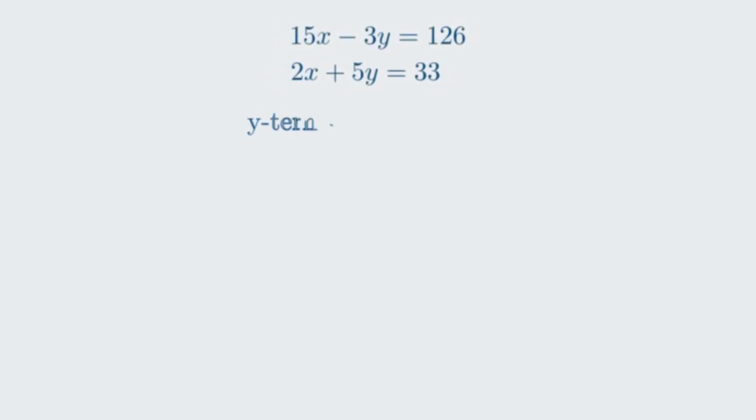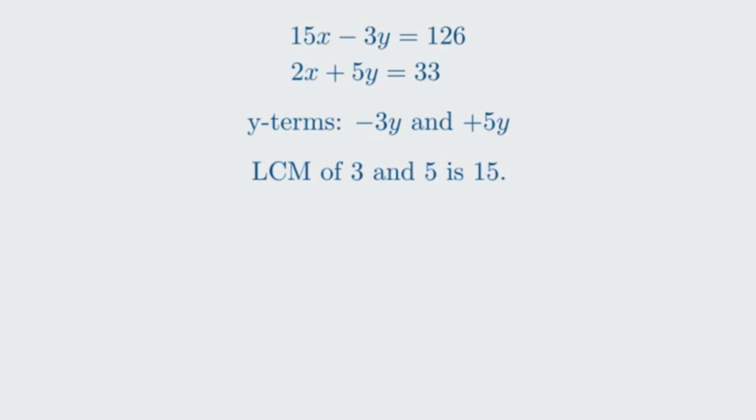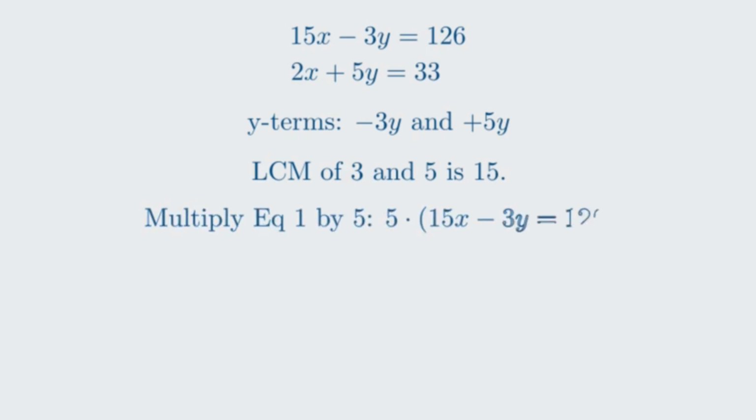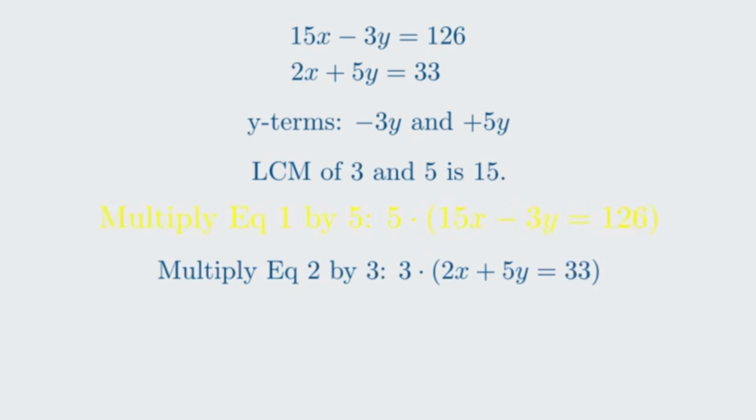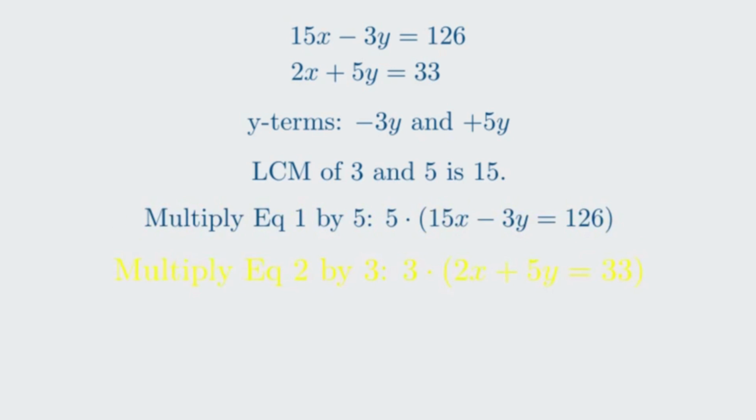To make these opposites, we need to find their least common multiple, or LCM. The LCM of 3 and 5 is 15. This means we want to turn one y term into minus 15y and the other into plus 15y. This way, when we add them, they will cancel out. To get minus 15y from minus 3y, we need to multiply the entire first equation by 5. To get plus 15y from plus 5y, we need to multiply the entire second equation by 3. Remember, you must multiply every single term in the equation to keep it balanced. Let's do that now.